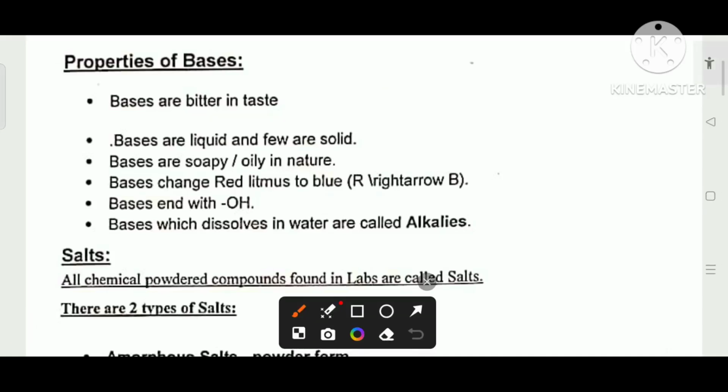Thereafter, bases are soapy in nature, or they may be oily in nature. Bases change red litmus to blue litmus. Red to blue, red to blue. Okay, bases end with OH, which means hydroxide.